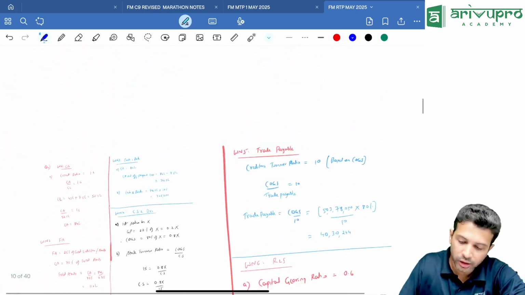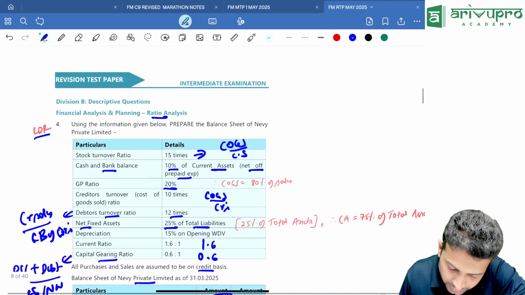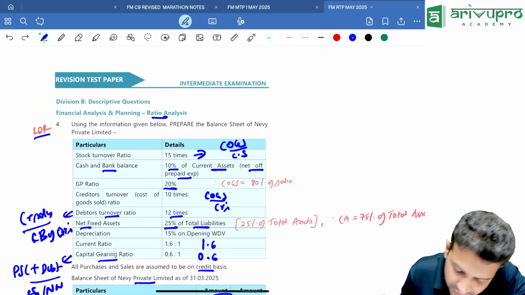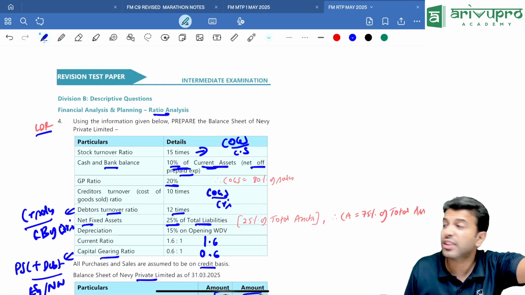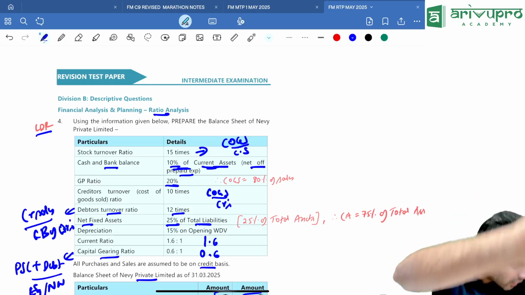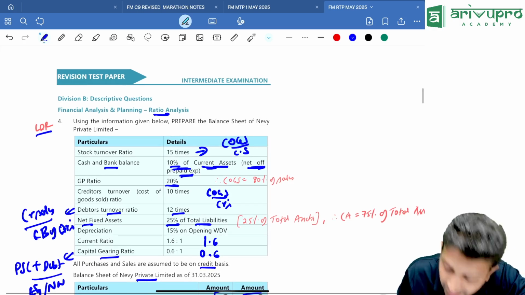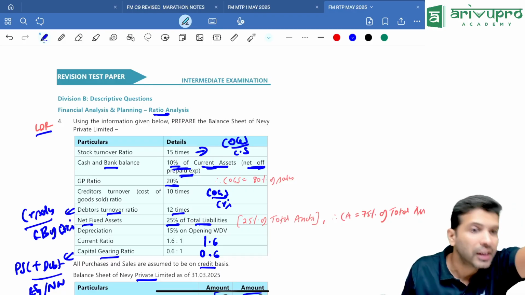Okay. Next, what is the next information they've given? Cash and bank balance is 10% of current assets. Did they stop there? No. They said cash and bank balance is 10% of current asset, but this current asset should be after netting off prepaid expenses.